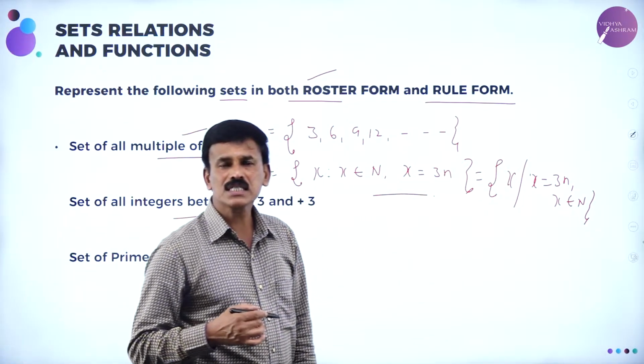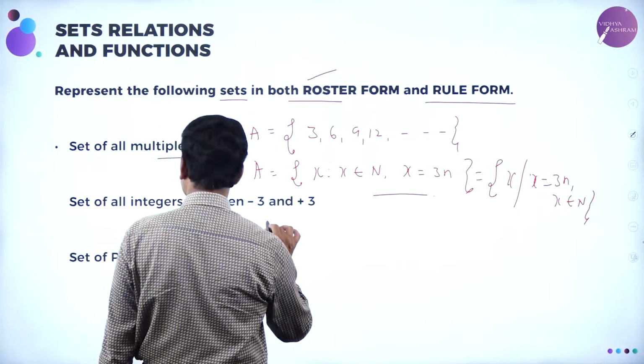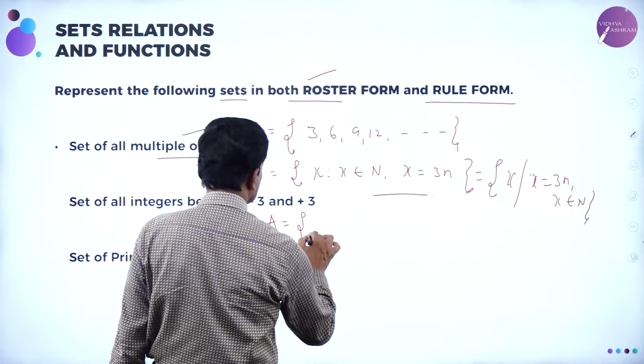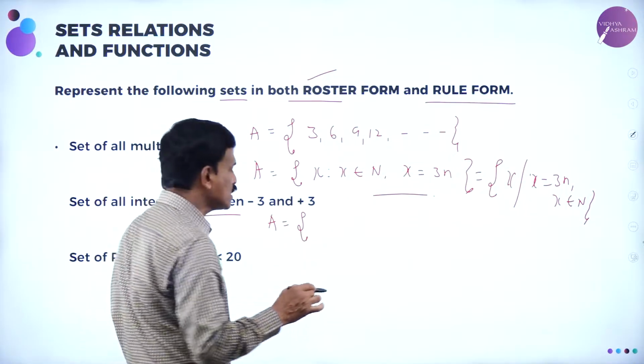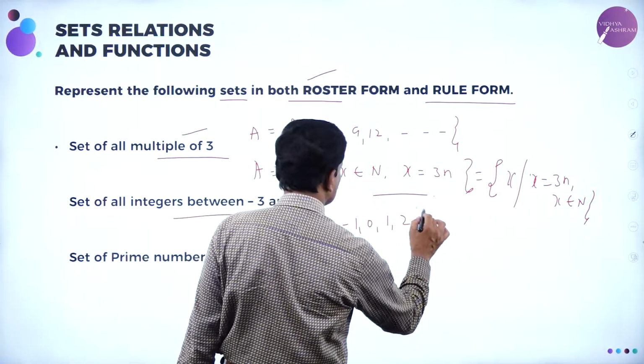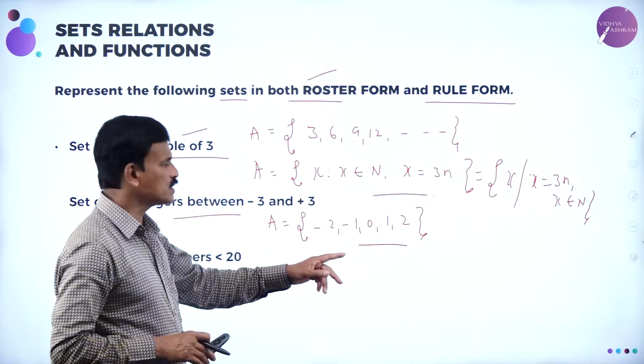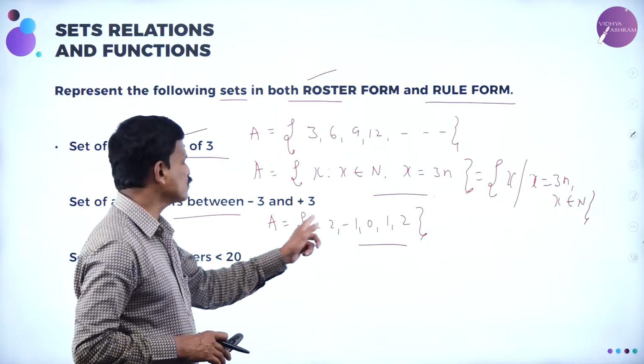Now, let us write the set of all integers between -3 and +3 in roster form. So, let us consider A is equal to the set of all values which lie between -3 and +3: -2, -1, 0, +1, +2. That's all. So, the values which lie between -3 and +3 are 0, 1, 2, -1 and -2.